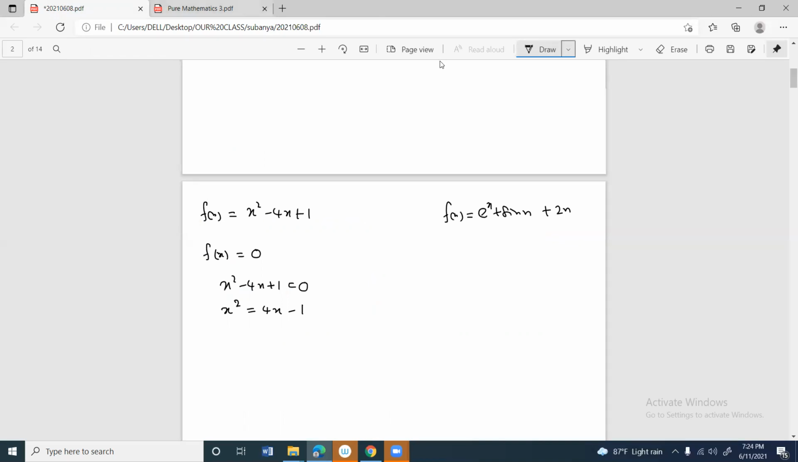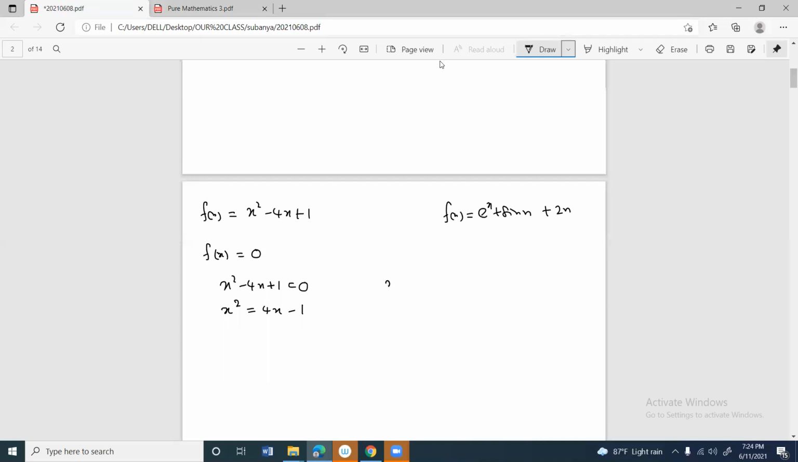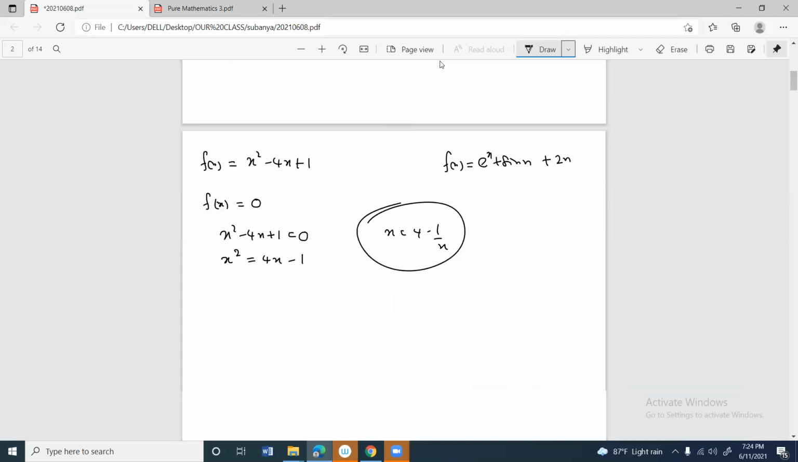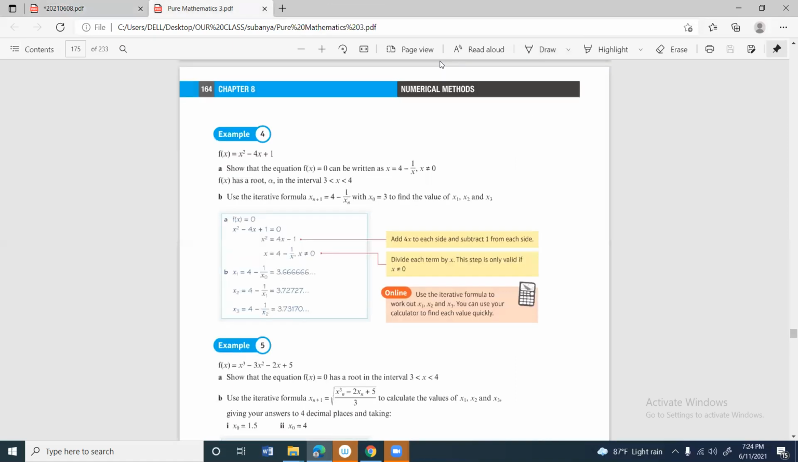Okay, because what I need to form is 4 minus x equals 4 minus 1 over x. You have to convert it into this format. That's a requirement. Then I will divide both sides by x. Then what do you get? x squared divided by x is equal to 4 minus 1 over x. So this is the initial step. Right? We have already proved this one.